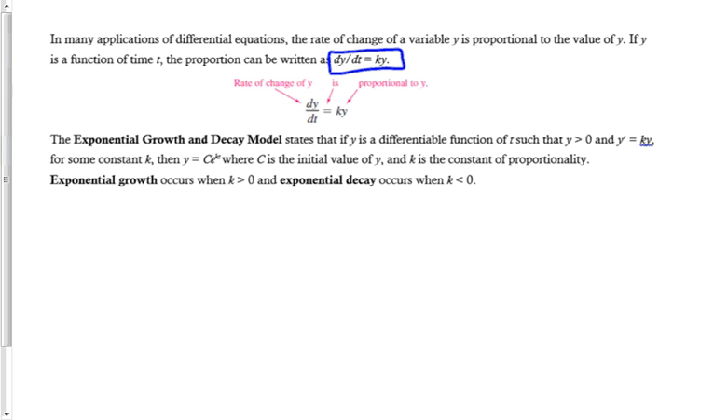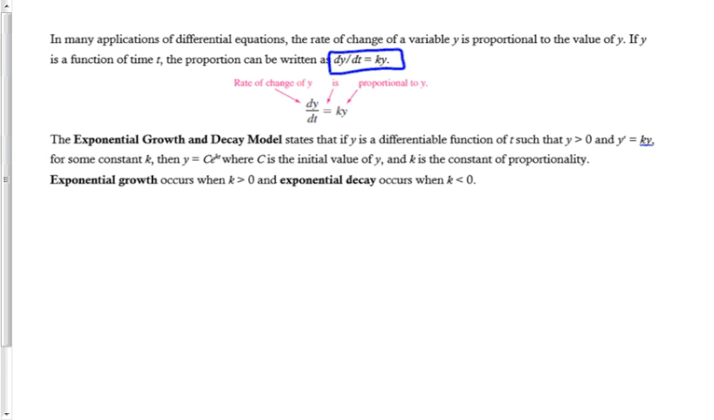And you need to be able to identify that as being the rate of change of y, because dy/dt is a derivative, and that is the rate of change. Rate of change is derivative. The rate of change of y, so the derivative of y, equaling some number times y.